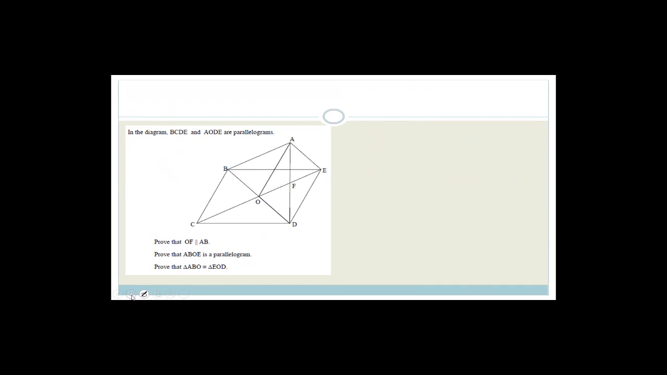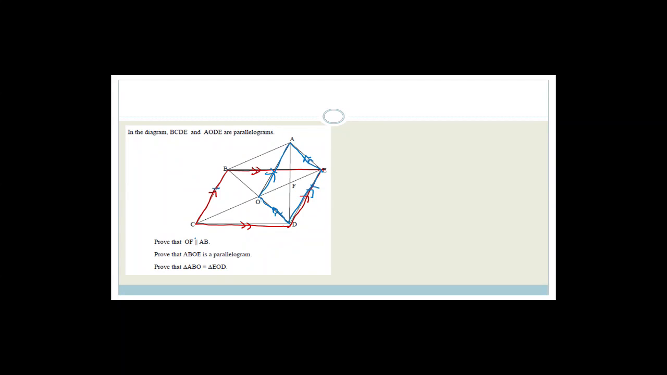Right, let's look at this next example. Okay, so now it says in the diagram BCDE is a parallelogram. They tell us that this is a parallelogram, right? So we know this is parallel to this, and this is parallel to this. Okay, now AODE are also parallelograms. So we've got A O D E, they are parallelograms. So this is parallel to this, and this is parallel to this. But that also means that this is equal to this, which is equal to this.